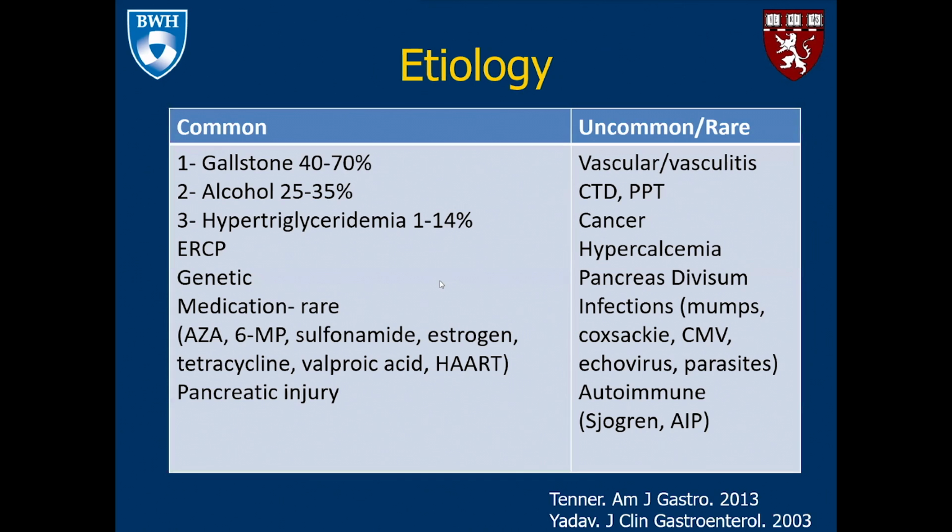So why do we say this? We say this because the most common etiology of pancreatitis is gallstone, accounting for 40 to 70% of the cases. The second most common etiology is alcohol intake that we see in 25 to 35%. And the third most common cause of pancreatitis is hypertriglyceridemia that we see in about 1 to 14% of cases. Triglyceride level needs to be above 1,000 to cause pancreatitis.